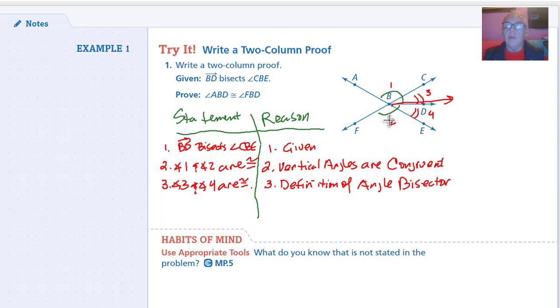So we've got angle 1 and angle 2 equal to each other. We've got angle 3 and angle 4 equal to each other. The next step is to show that angle 1 plus angle 3 is the same as angle 2 plus angle 4. So we could say angle 1 plus angle 3 equals angle 2 plus angle 4. And that would be angle addition postulate.